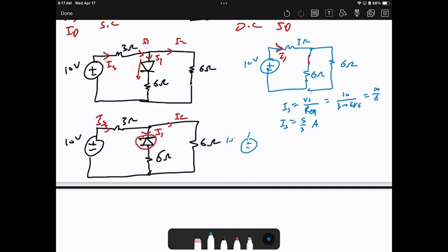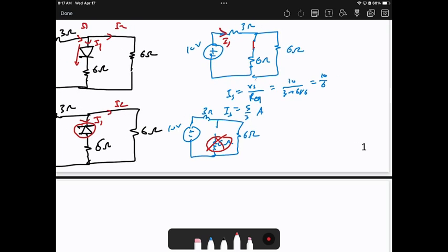Plus minus 10 volts, 3 ohms. The diode is now an open circuit, then 6 ohms, and 6 ohms. Since it's an open circuit, the 6 ohms resistor can be removed, right? Because the current is 0. By Ohm's law, V equals I times R. I is 0 times R, and any number times 0 is 0. So the voltage and the current both will be 0. As a result, this yields 3 ohms, 6 ohms, and here's 10 volts.